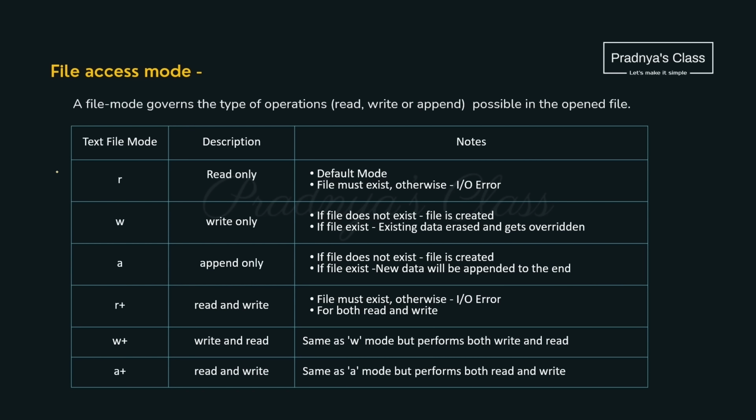So here is a list of the different modes available for the text file. Out of these 6, we will be concentrating more on these 3 modes. For reading the file, R mode will be used. To write data to the file, we will be using W mode, and to append the data to the file, we will be using A mode.